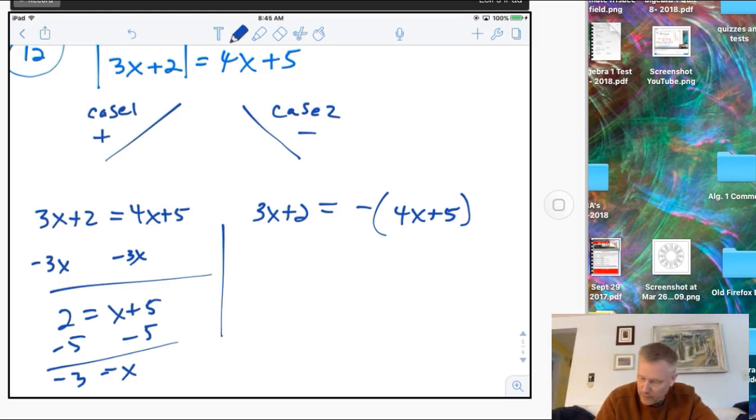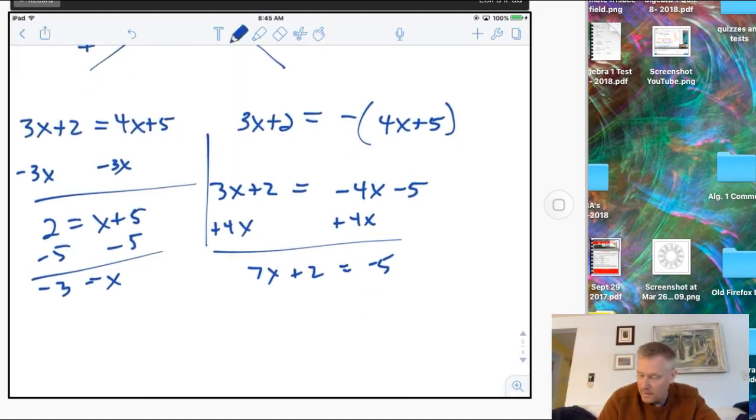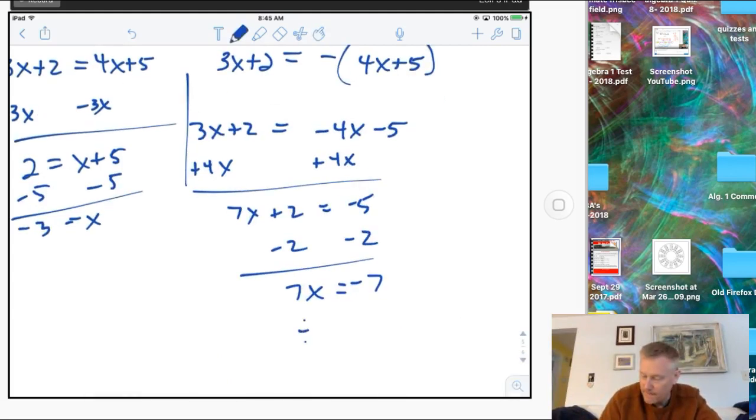And over here, if I do the negative out, I'm going to make that 4x negative and the 5 negative. You're distributing that negative sign. Now I can add 4x to both sides. And I get 7x plus 2 equals negative 5. And subtract 2 from both sides. I get 7x equals negative 7. Divide by 7. And I get x equals negative 1. So I got 2 answers here.